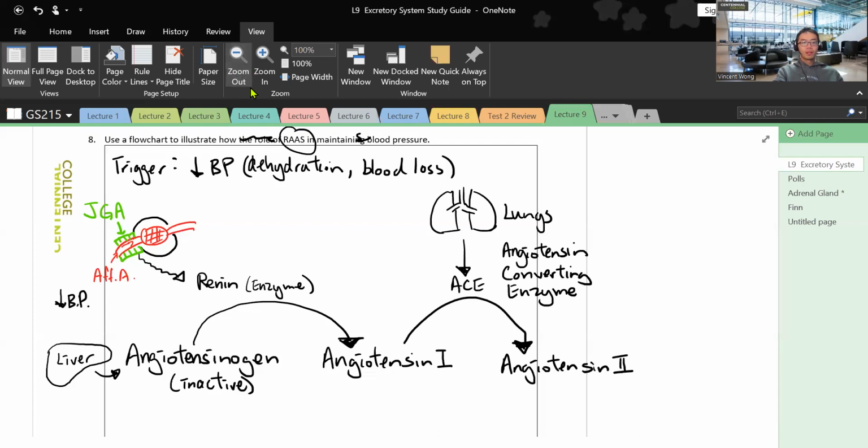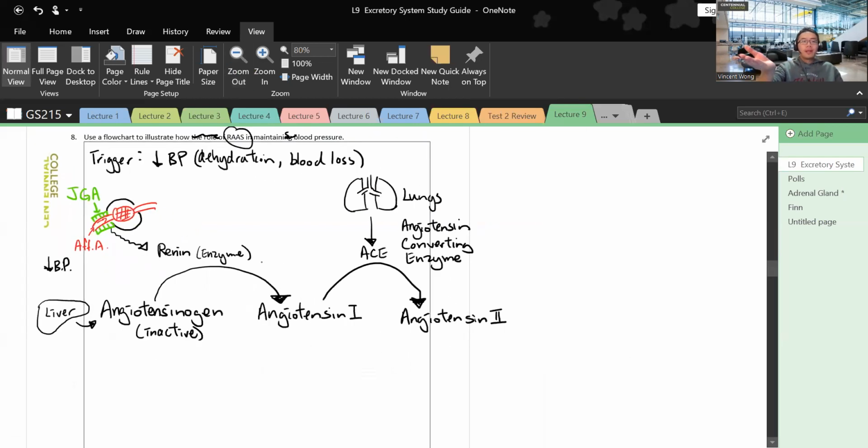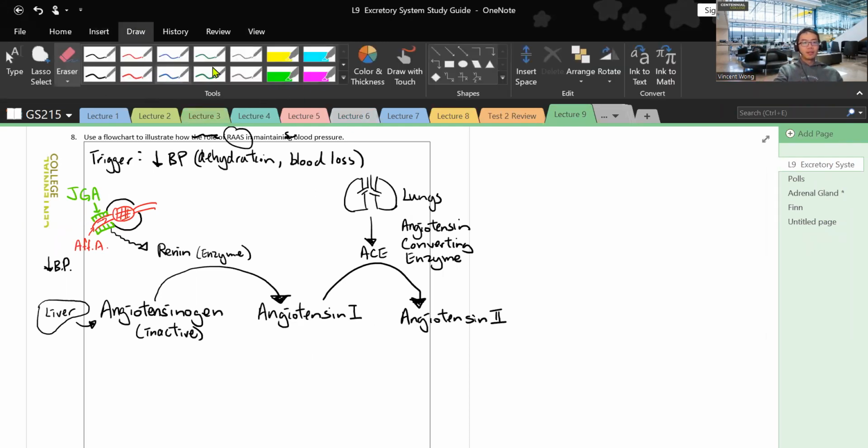Okay. So what's the problem here? Right? The problem is we are dehydrated. We might be losing blood, and our blood pressure is dropping. So ultimately, all these things have to result in an increase in blood pressure, right? So the RAS system, right? We have the R now. That's the renin. We got the angiotensin going.